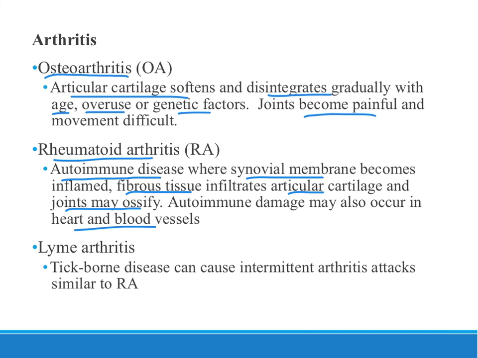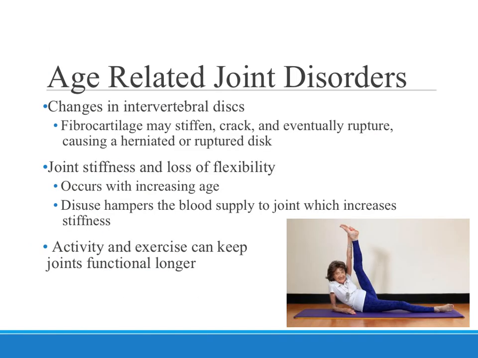Then the third type of arthritis is caused by Lyme disease, which is a tick-borne disease that can have a number of systemic effects. And Lyme arthritis is characterized by intermittent arthritis attacks. It seems similar to rheumatoid arthritis, but they come and go. That's what intermittent means.